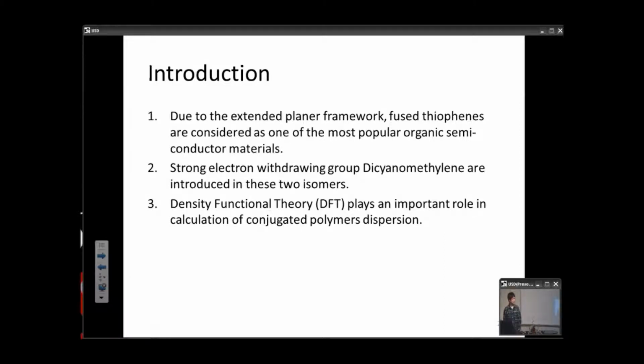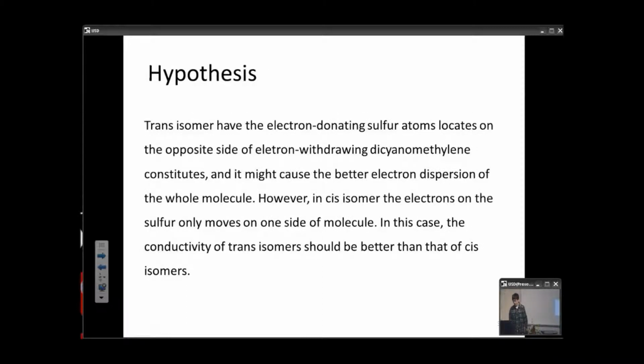Basically, due to its extended framework, this fused thiophene is one of the most popular organic semiconductor materials. If you pay attention to the structure before, you can see we introduced a strong electron withdrawing group on those two isomers, and we use the DFT calculation to calculate the conjugated polymer dispersion.